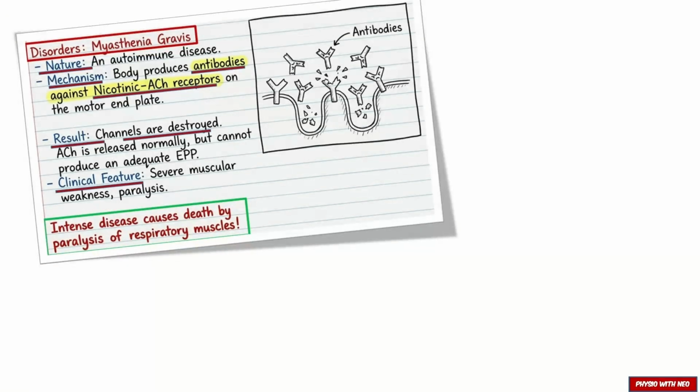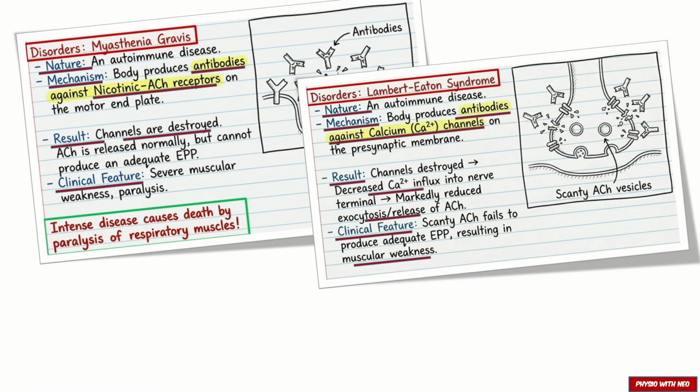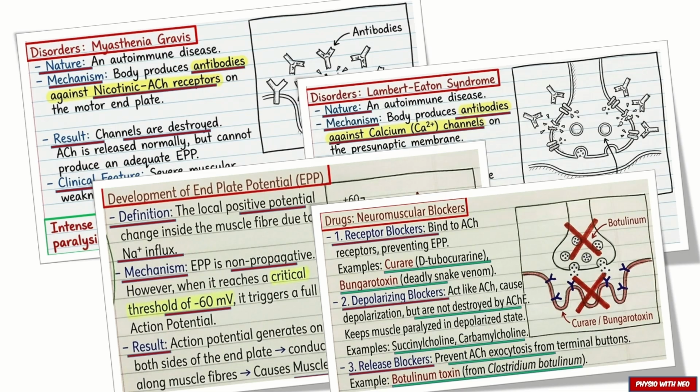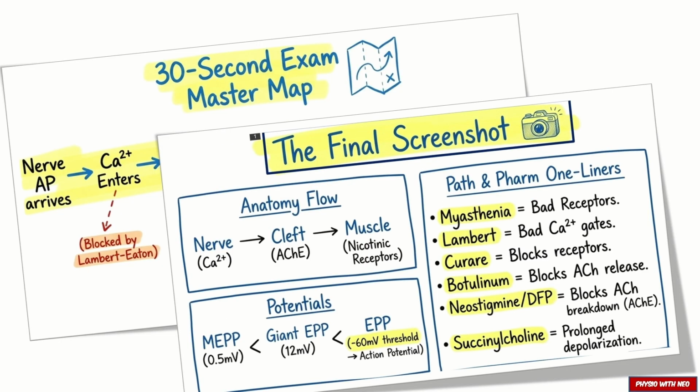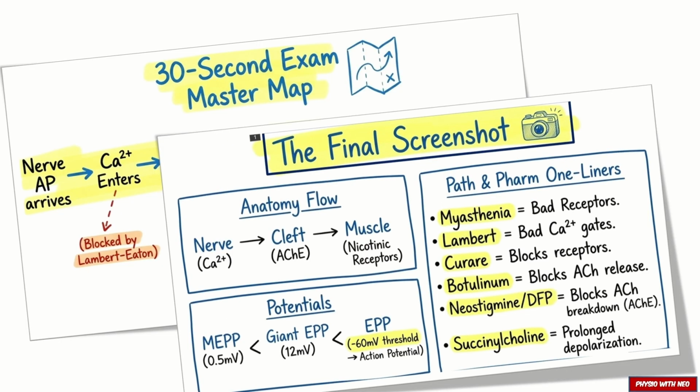Still confusing myasthenia gravis, Lambert-Eaton syndrome, end-plate potential, and neuromuscular blockers just before your MBBS exam? Don't worry. In the next few minutes, we'll divide the entire neuromuscular junction chapter exactly the way you need it in the university exam. Stay till the end because I will show you a 30-second master flow chart and one side final screenshot that can help you revise this chapter just before entering the examination hall.